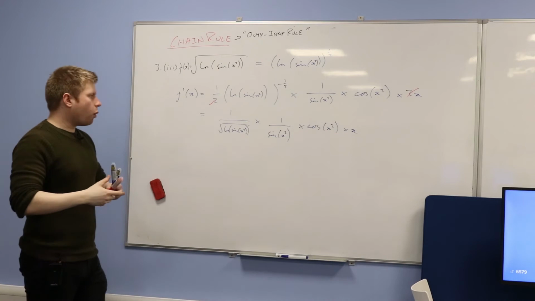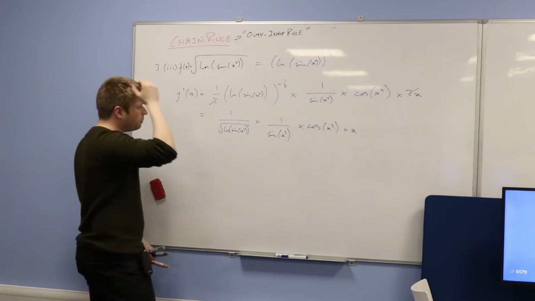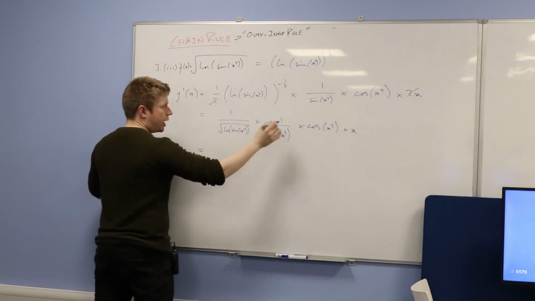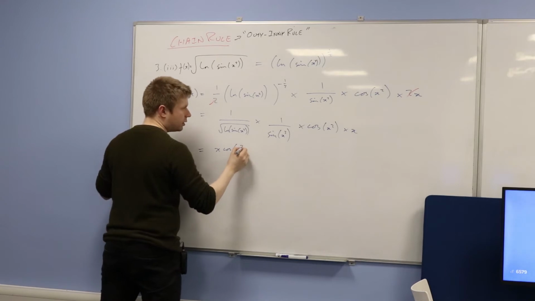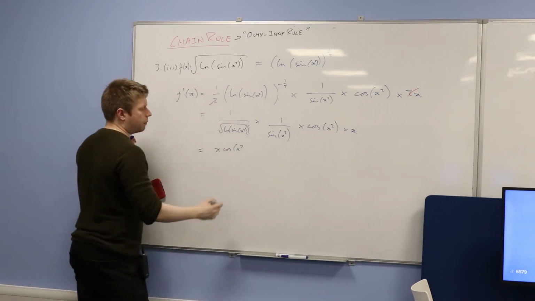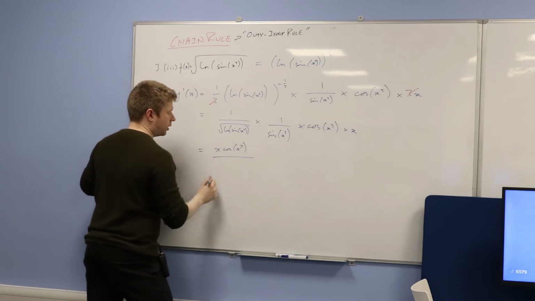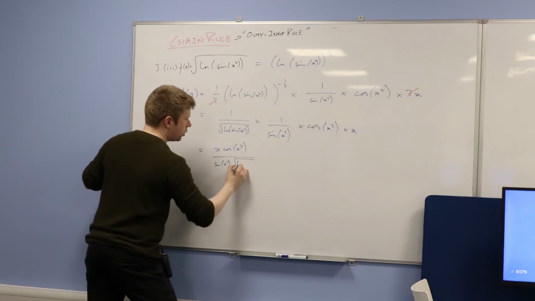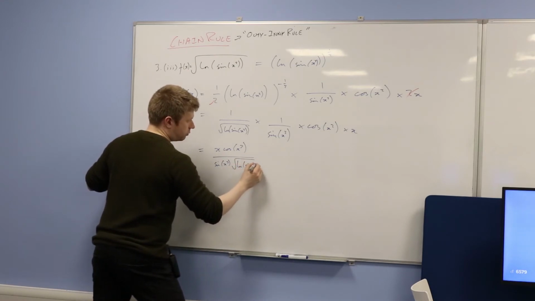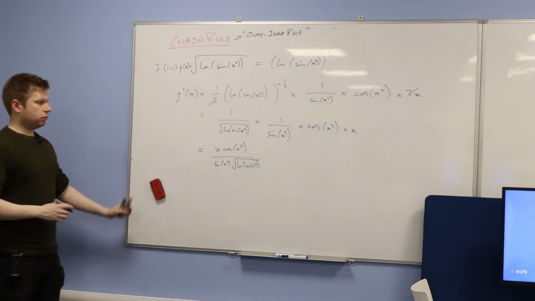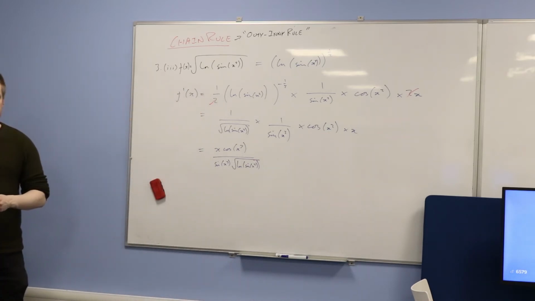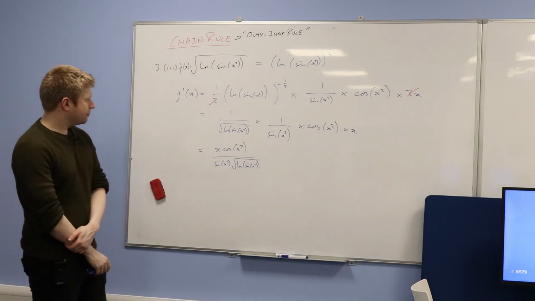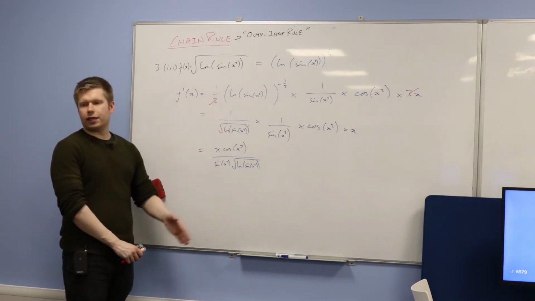Then, just because I want to write it as one big fraction, multiply these together. So you get x times the cosine of x squared on the numerator, and on the denominator, I get sine of x squared multiplied by the square root of the natural log of sine of x squared. If you want to tidy it up, it's the same thing. It's not that difficult. It's just multiplying things together.